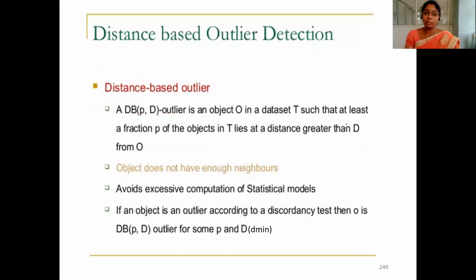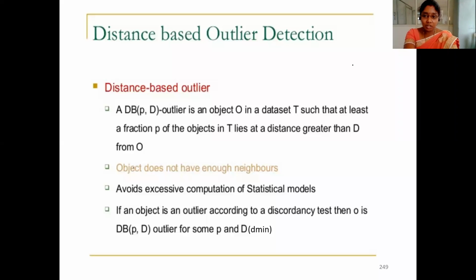That's why we are going for the next method, that is distance-based outlier detection. As the name itself indicates, it detects outliers based on certain distance methods. So here, DB(P, D) outlier is an object O in the dataset T such that at least a fraction P of the objects in T lies at a distance greater than D from O.